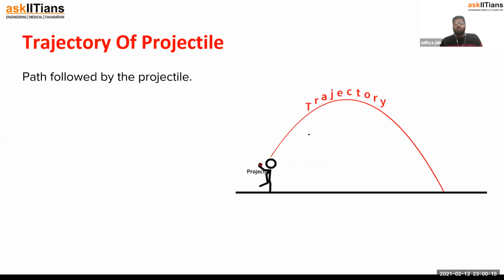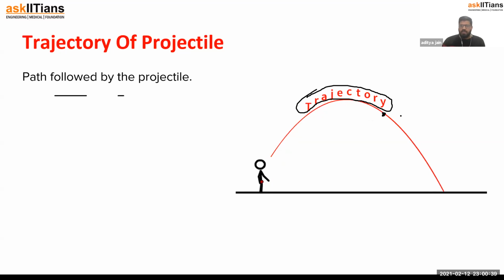Okay. Now let's see, we were talking about trajectory of projectile. So trajectory is the path taken by the projectile. Trajectory is the path followed by the projectile. That is known as trajectory. So that is the curved path. So we want to find the basic equation of this trajectory. If I want to find the basic equation of this trajectory, so what can I say?